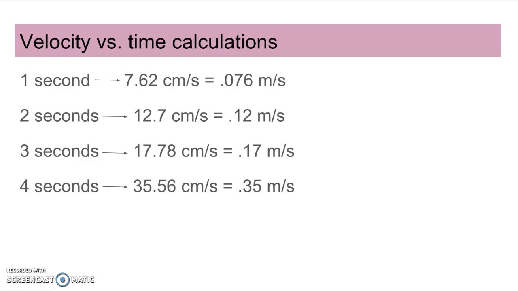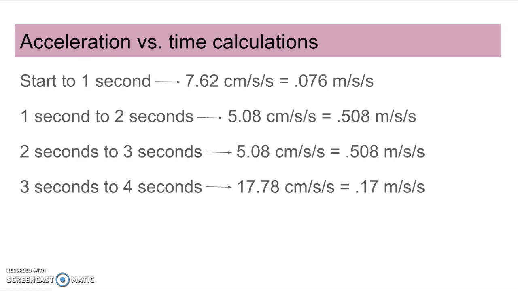To calculate the ball's velocity, I used velocity equals change in distance over change in time. The data shows an increase in velocity. Since the velocity was not constant, the ball was accelerating due to gravity. To calculate the acceleration, I used the formula acceleration equals change in velocity over change in time.